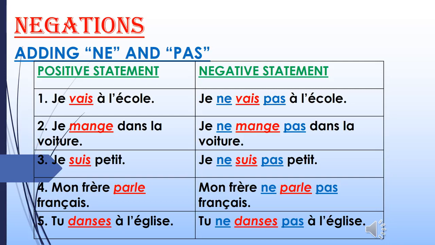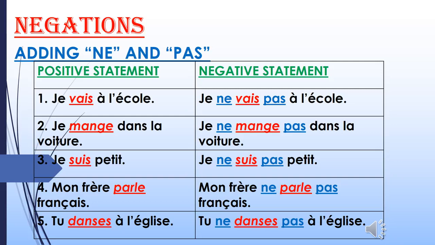So here, vais is the verb, meaning go. Vais is the conjugated verb. So we have je, then ne, the verb, and then pas. Then we add the rest of the sentence. After the je, you search for the verb. The verb is what? Vais. So you put ne before the verb and pas after the verb. Then you are done. Isn't that simple? Then you continue with the rest.